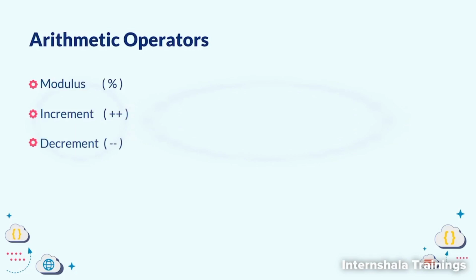First of all, what is the modulus operator? This operator returns the remainder of the division. Now, how is it different from the division? In division, you get the quotient. But when you do the modulus operation, you will get the remainder of the division that is happening. Let's check it out again with the help of an example.